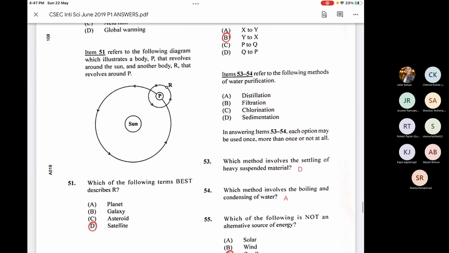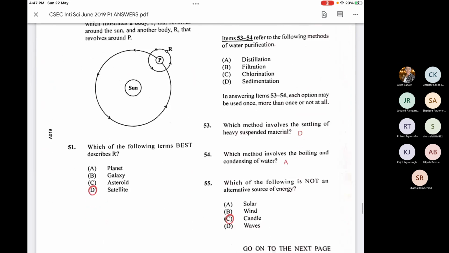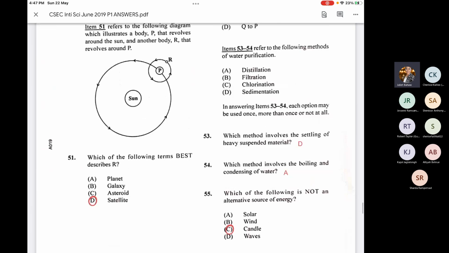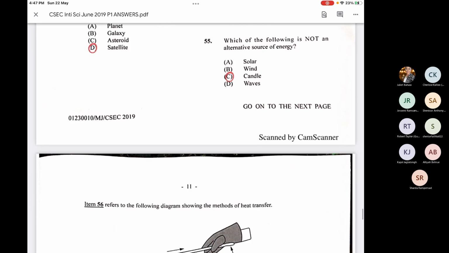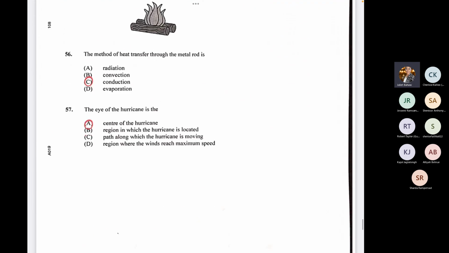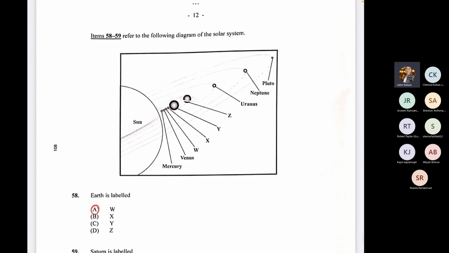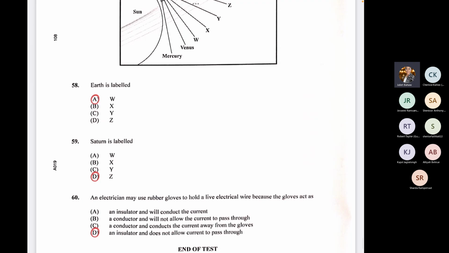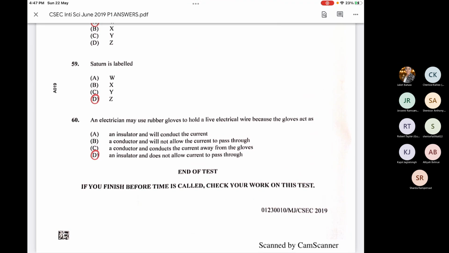51, D. 52, B. 53, D. 54, A. 55, C. 56, C. 57, A. 58, A. 59, D. And 60, D.